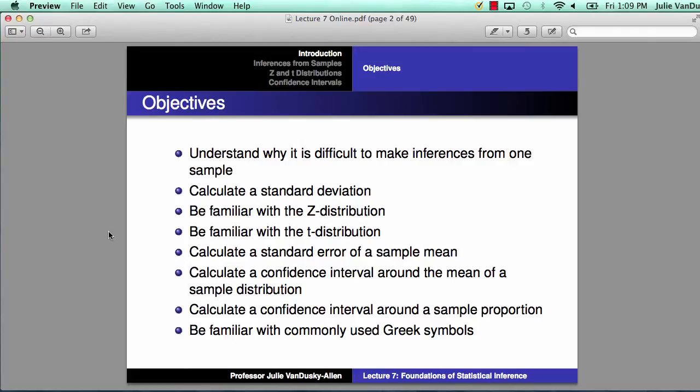one sample, calculate a standard deviation, be familiar with the z-distribution, be familiar with the t-distribution, calculate a standard error of a sample mean, calculate a confidence interval around the mean of a sample distribution, calculate a confidence interval around a sample proportion, and be familiar with commonly used Greek symbols.